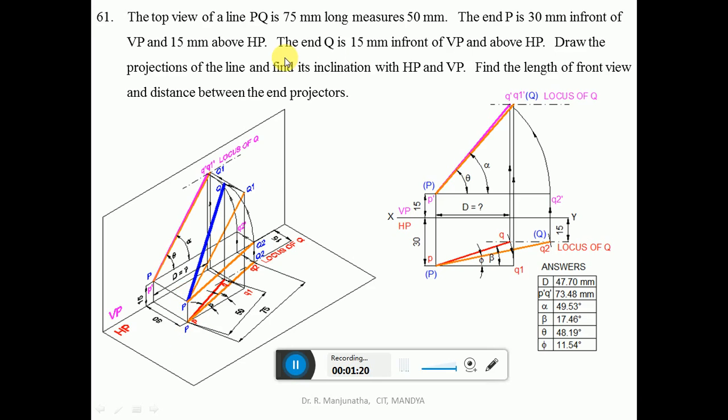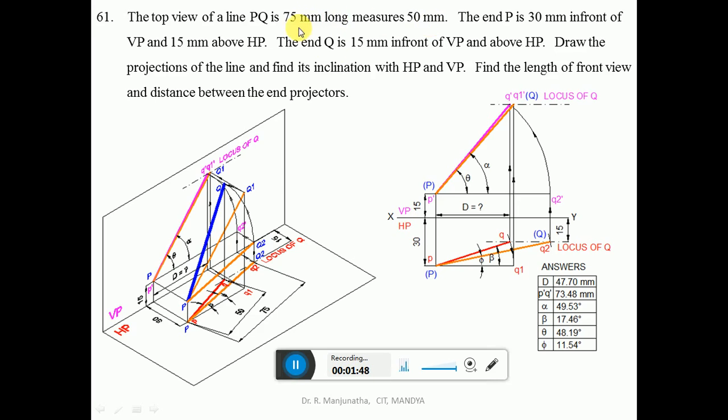Then the end Q is 15 mm in front of VP. So when you look from the top view, Q is 15 mm in front of VP. So you can measure the distance of 15 mm from the XY line and draw a dashed dot line in the top view, so that you get the locus of Q in the top view. But it is the distance above HP, but he has not given any distance above HP, that we need to find out. So the top view of a line PQ is 75 mm long, measures 50 mm.